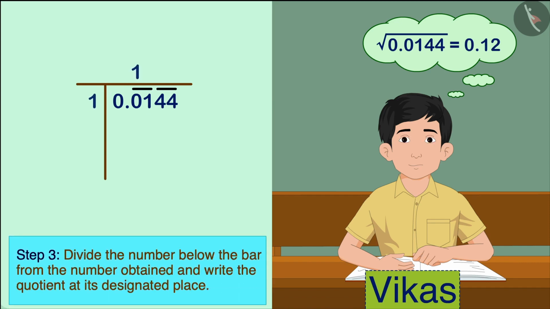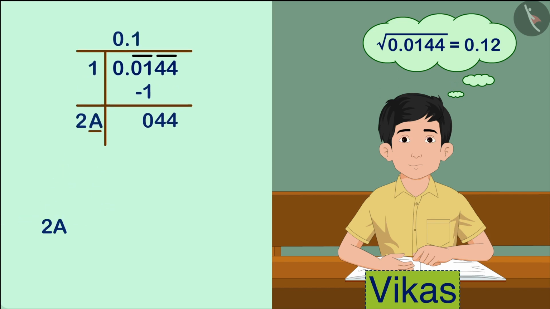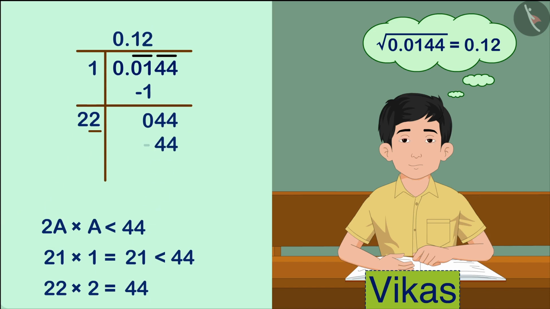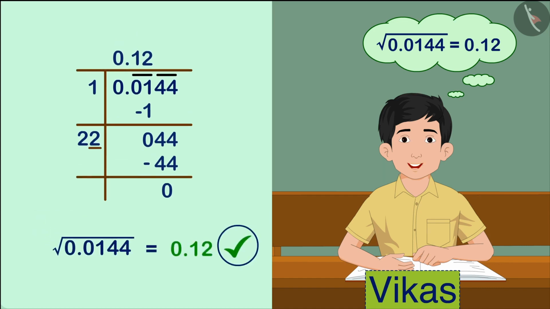Subsequently, considering the number obtained as the divisor and the number below the leftmost bar as the dividend, he found the remainder. The remainder obtained here is 0. Because the first divisional number was 1 in the decimal part, we would first add the decimal to the quotient and then the first digit would be 1. Solving in this way, the square root of this number is 0.12. Thus, Vikas's answer is correct.